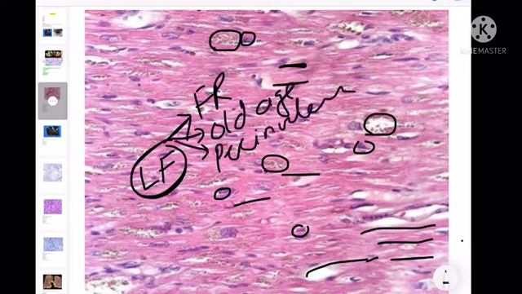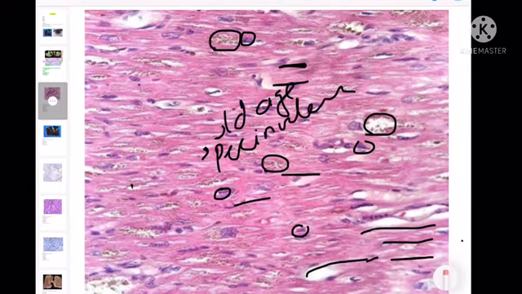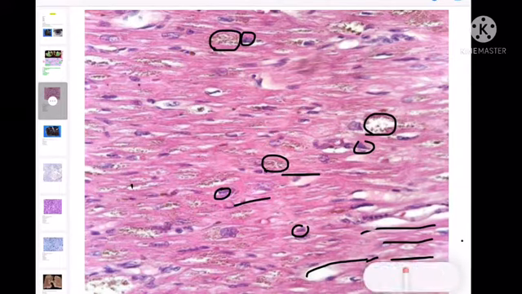Here you can also see that this substance is somewhat near the nucleus, but this is not associated with old age and not associated with free radical injury. So these depositions are golden brown in color.